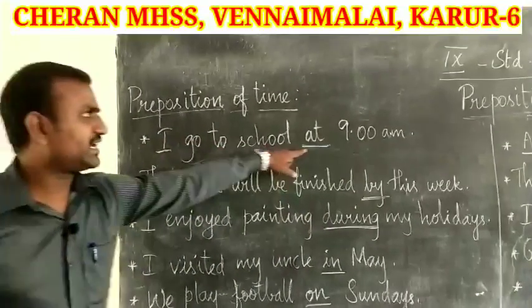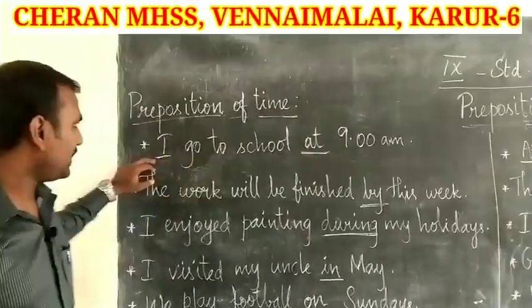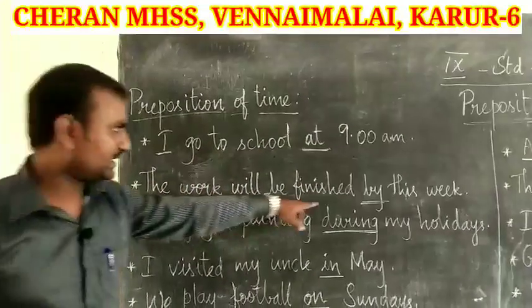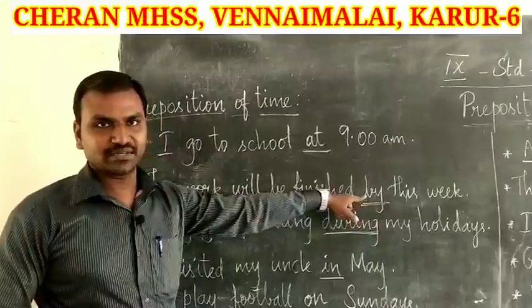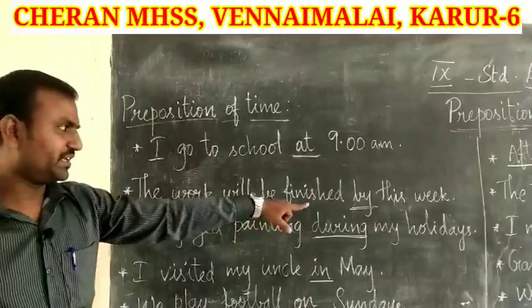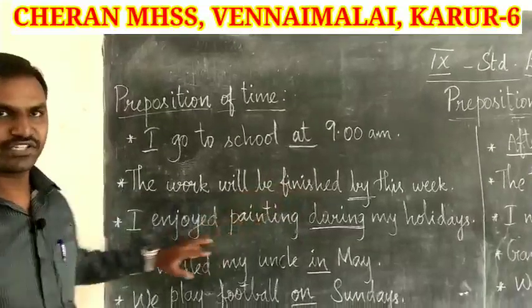Here we know the exact time, 9 a.m. So I go to school at 9 a.m. Here there is no exact time, an approximate time is mentioned. So the work will be finished by this evening. So we have used the preposition by here.